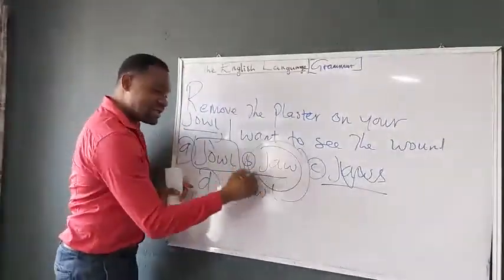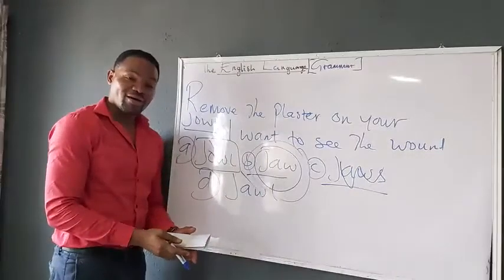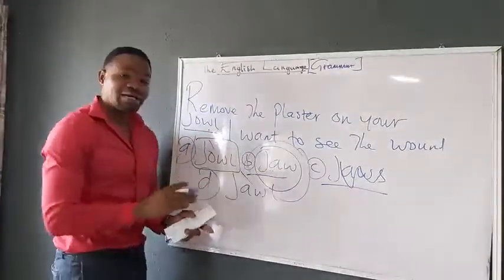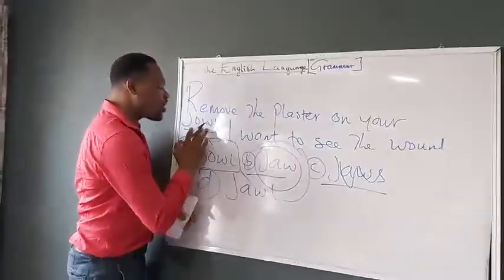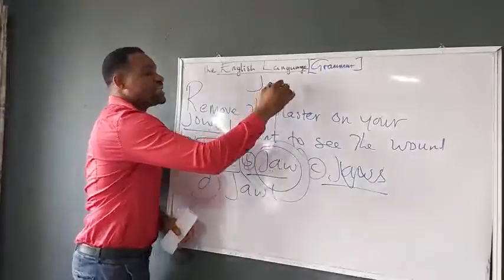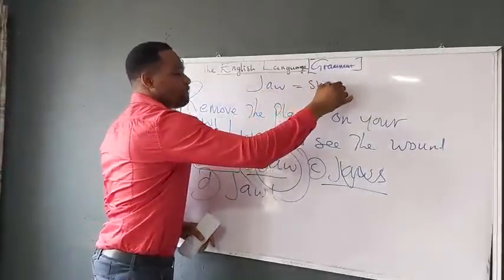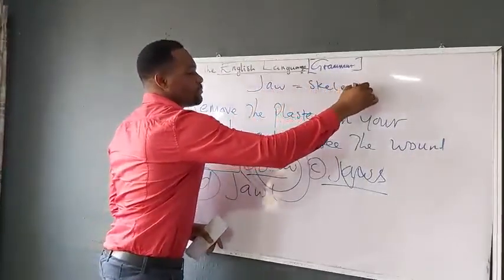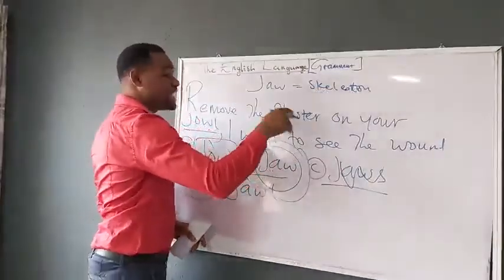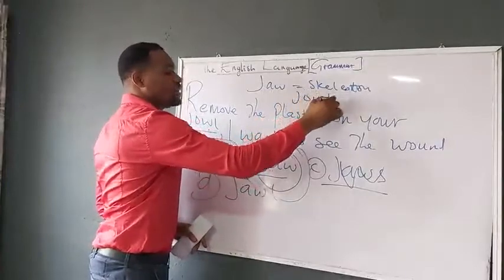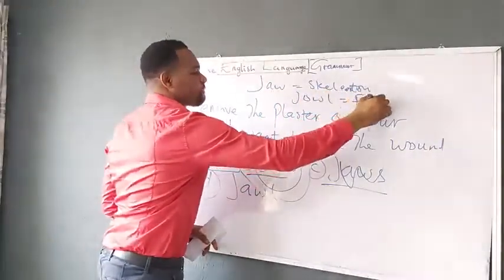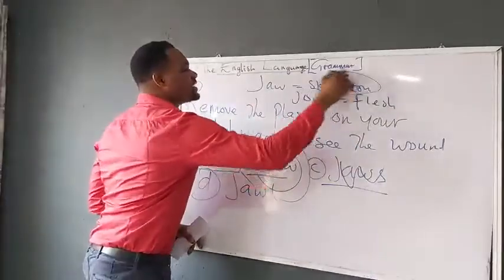Some of you could be looking at this and thinking the answer should be jars. Okay, they both sound very much alike. So what's the difference between jaw and jaws? Jaw is the skeleton, the bone. The jaws is the flesh, the flesh that covers the skeleton.